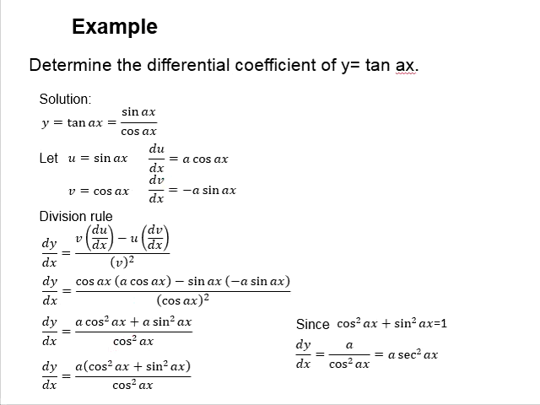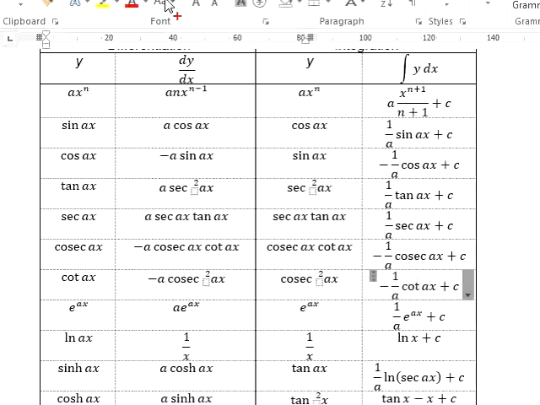Based on the trigonometry identity, cos squared ax plus sin squared ax is equal to 1. These equations can be further simplified into this, which gives you sec squared ax. This is exactly the same as given in the formulas of the common functions.